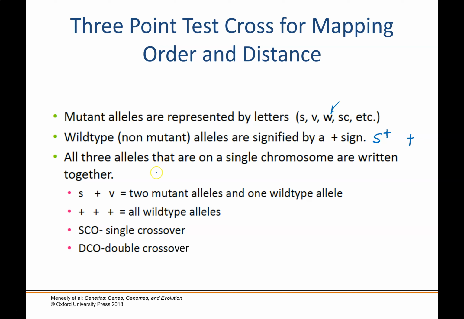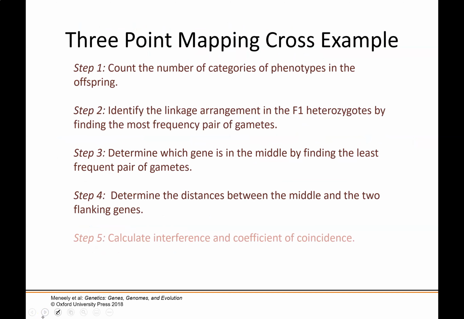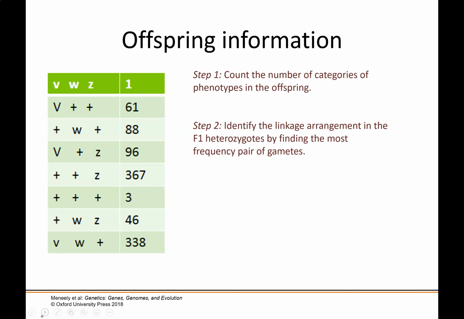3 alleles that are on a single chromosome are written together. A couple other notations: SCO means single crossover, and DCO means double crossover. So I'm going to start by doing an example that is presented in a PDF that is posted on our chapter. It's called 3-point crosses.